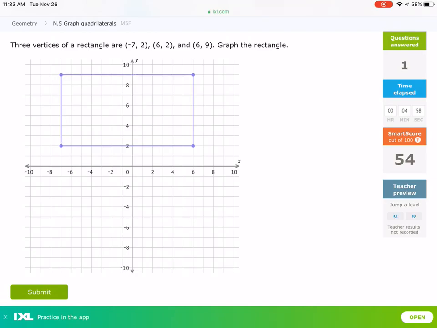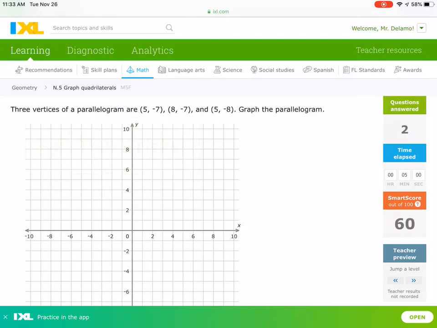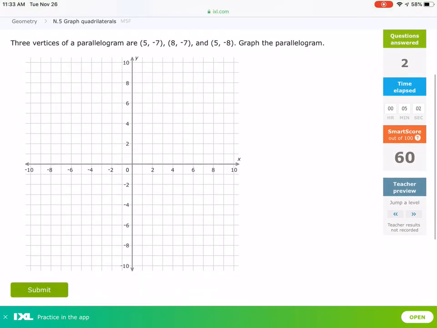Like that. Okay, submit. Parallelogram. This is a good one. So we got 5, -7. 5, -7 is right here. 8, -7 is right here.